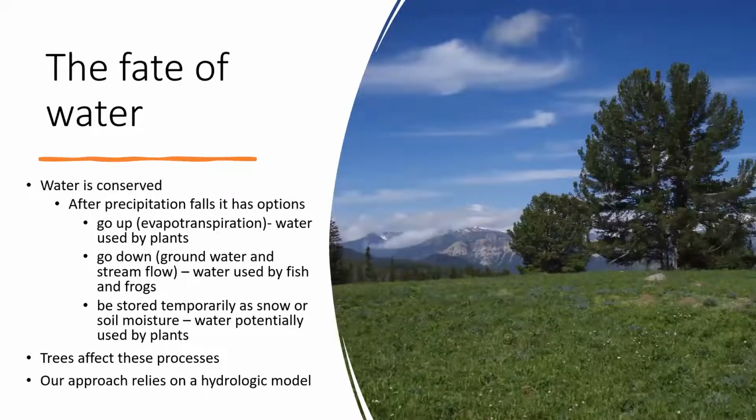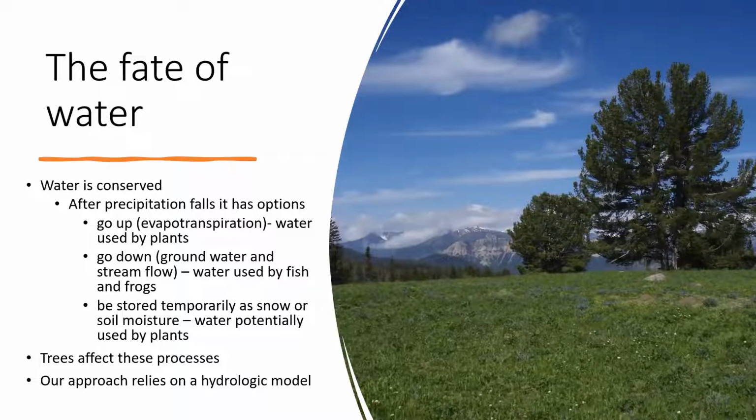So central to our study is the use of a water balance model, and it's based on the premise that water is conserved. So water is mass, and mass can't be created or destroyed, so we should be able to track what comes in and what goes out. And water only has three options once it falls from the sky. It can go back up into the atmosphere via transpiration, evaporation, and sublimation, and most of that is water that's used by plants. It can go down and replenish water supply to groundwater aquifers and also become stream flow, and that's water that's used by fish, and if it makes its way to a wetland, that would of course be water used by frogs. So it has important ecological aspects there.